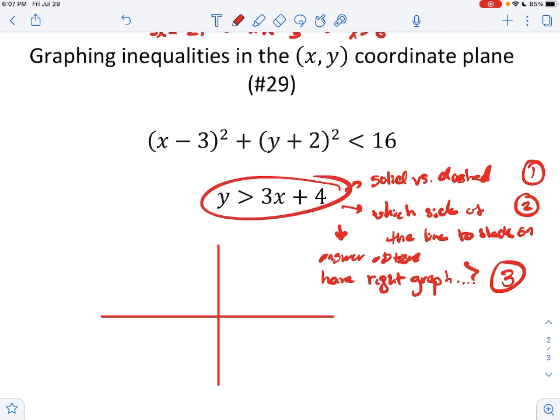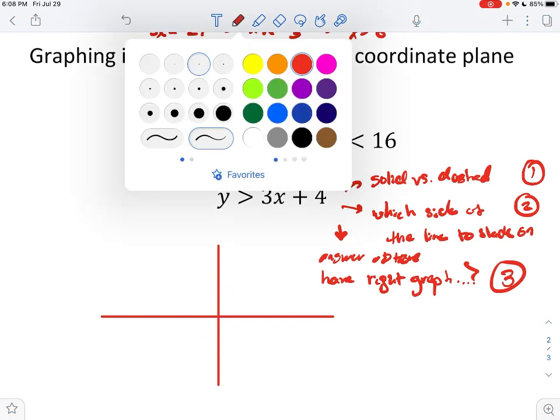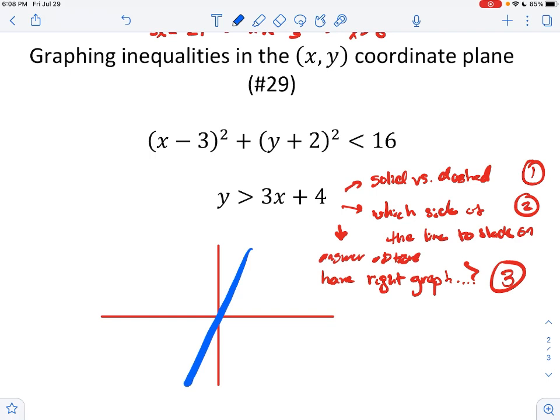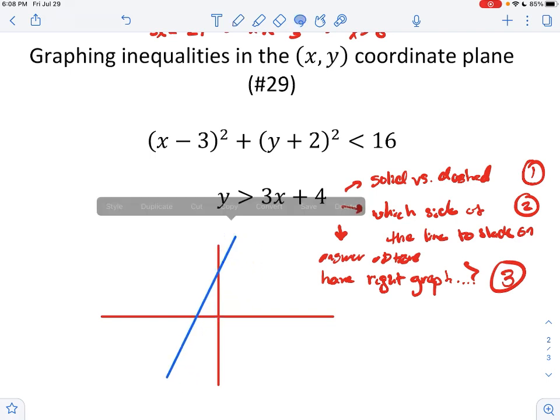So first of all, we want to make sure we have the right graph. Your graph's going to look something like this. A slope of 3 will be kind of steep. I'll do it in a different color for not confusing everyone. Okay, there we go. It's 3x plus 4, so it'll be up here. Let's say this is 4, right? Now, that's the first thing.